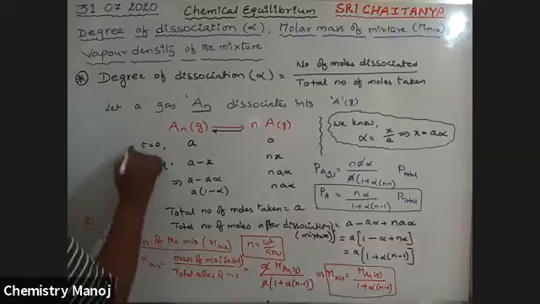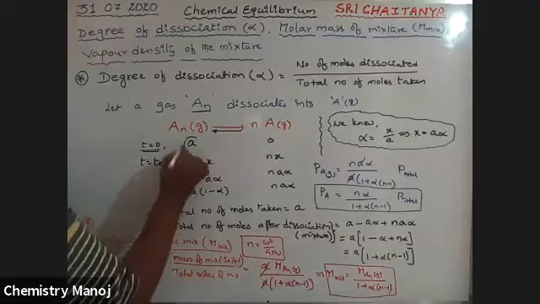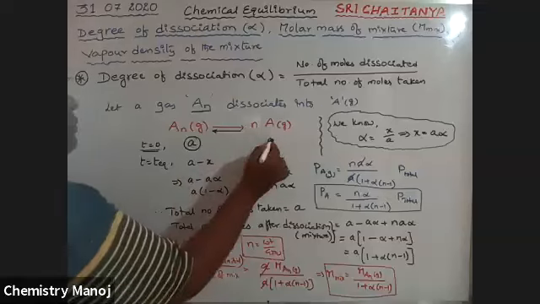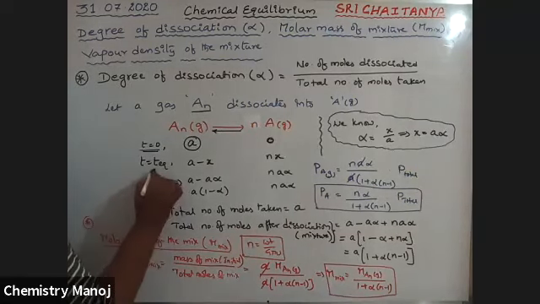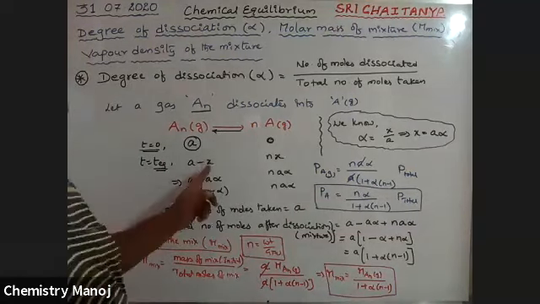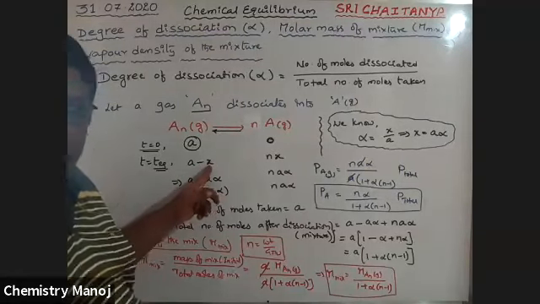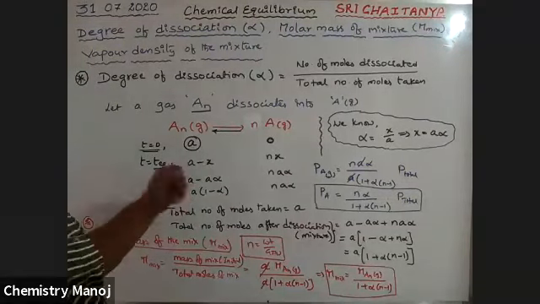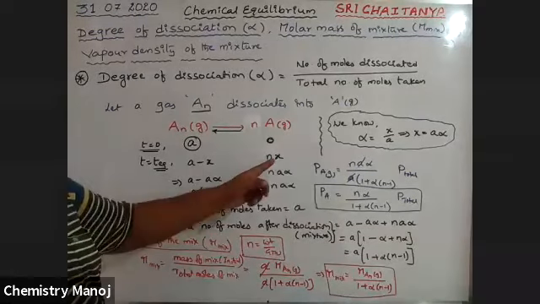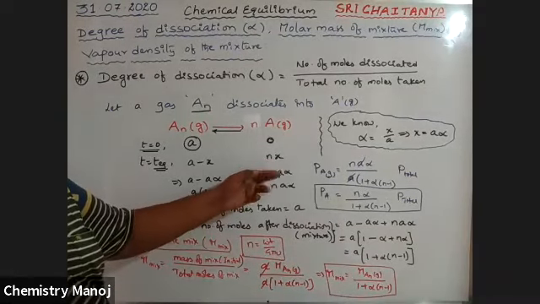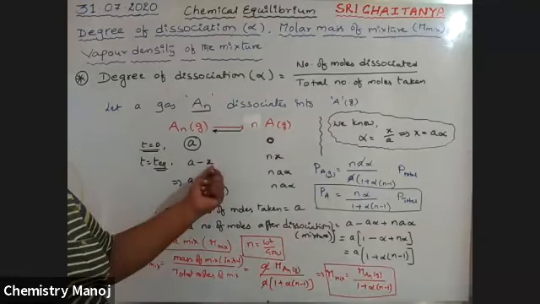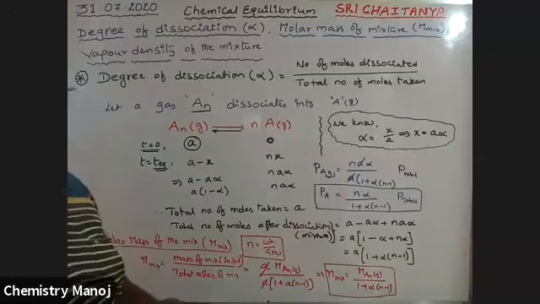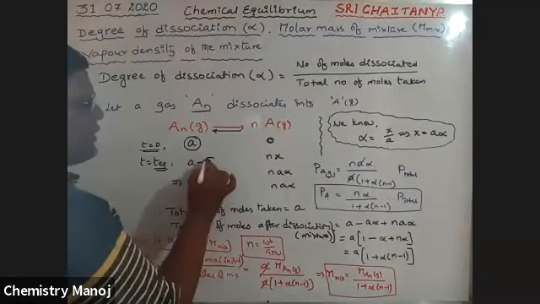Initially, at the beginning, at t equal to 0, a moles of A are taken, and the products are 0. After some time equilibrium is reached. At that time x moles are dissociated. So if it is 1 mole, it gives n moles. From here, x moles dissociated, so nx is formed. Now I am trying to calculate the x value.